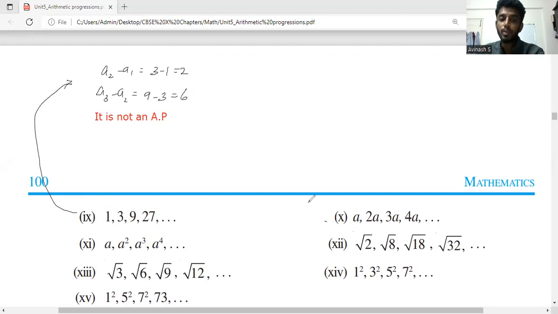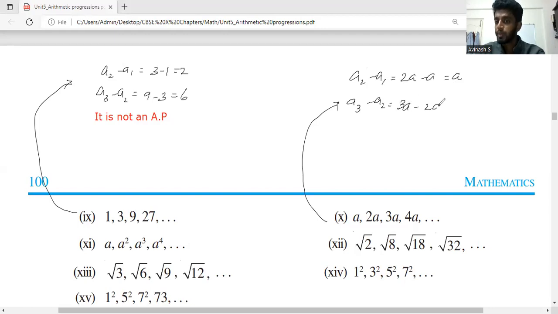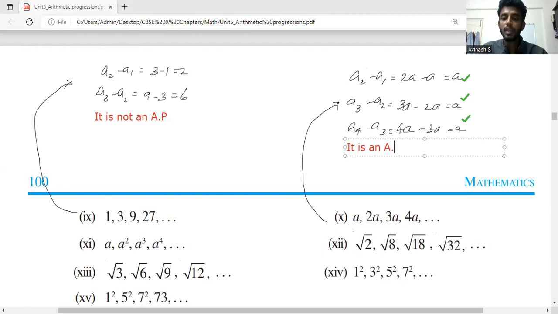10 subdivision, I would like to do it here. So again, A2 minus A1. There are variables that they have used, that's fine. So second term is 2A and first term is A. So 2A minus A is A. Likewise, third term minus second term. Third term is 3A, second term is 2A. So this is also A, 3A minus 2A. And then A4 minus A3. That is fourth term is 4A, third term is 3A. This is also A. Since the differences are the same, we can conclude by saying it is an AP.